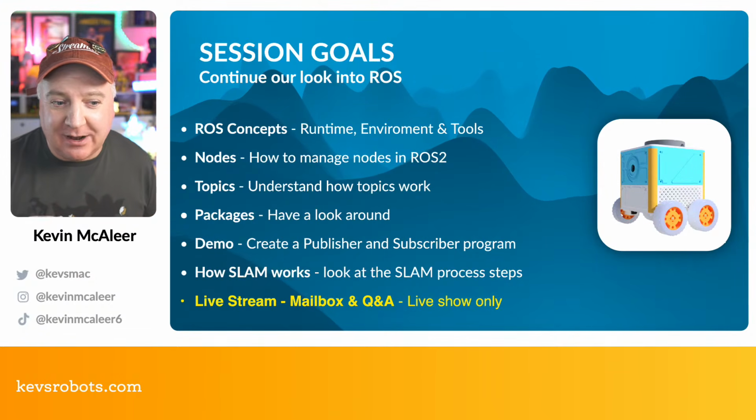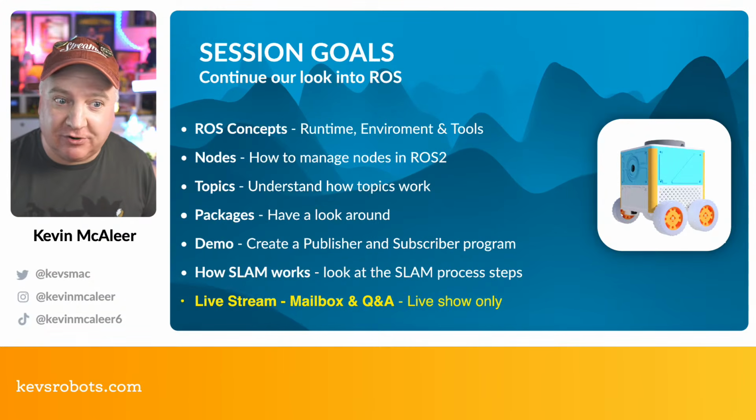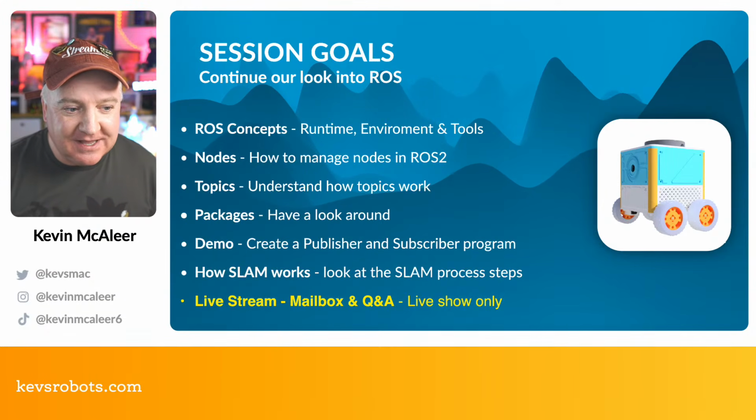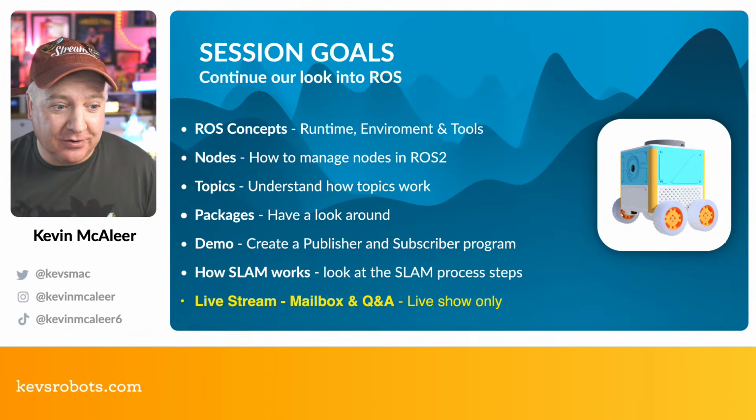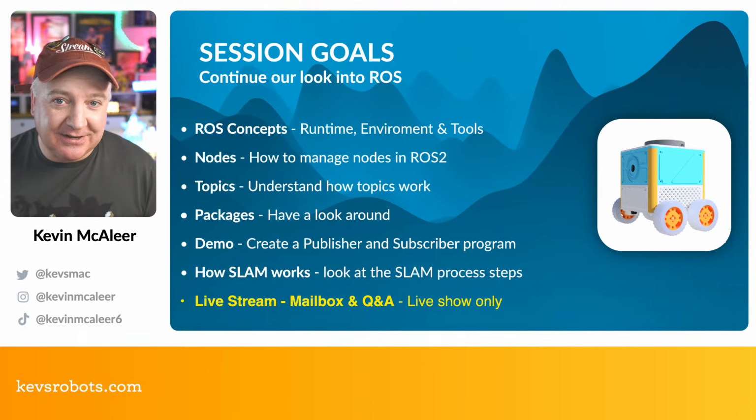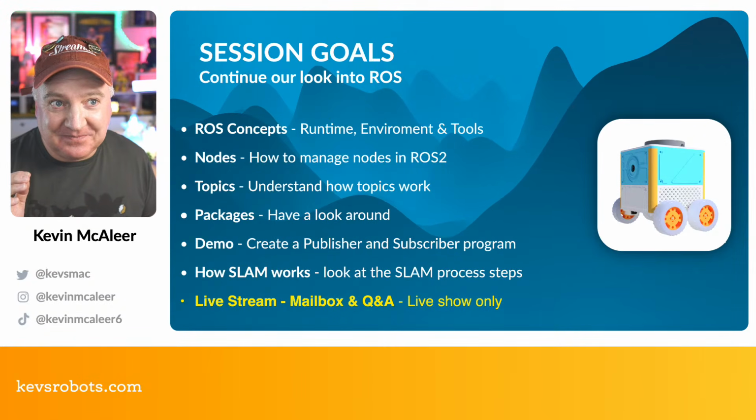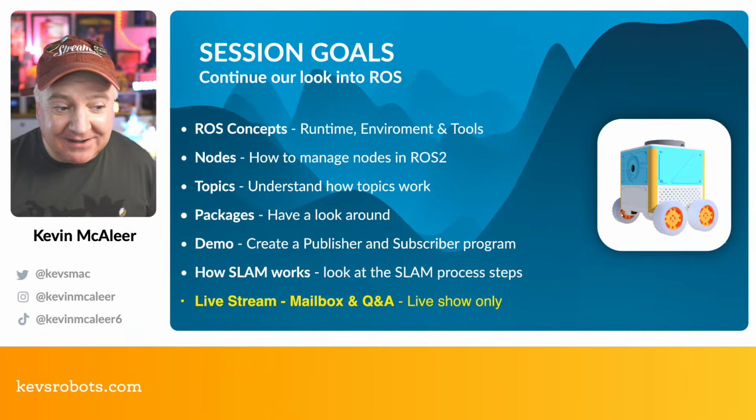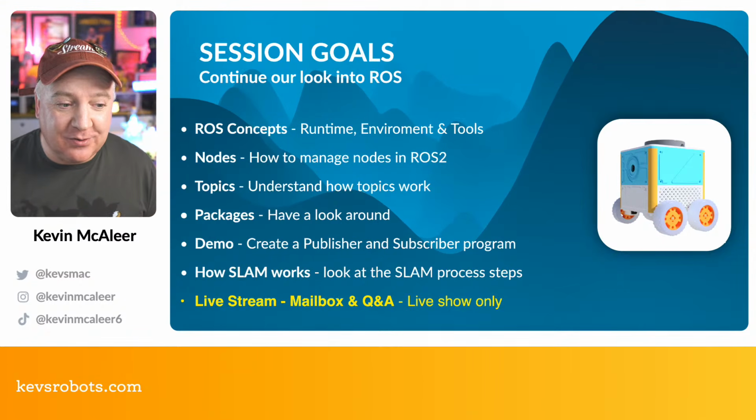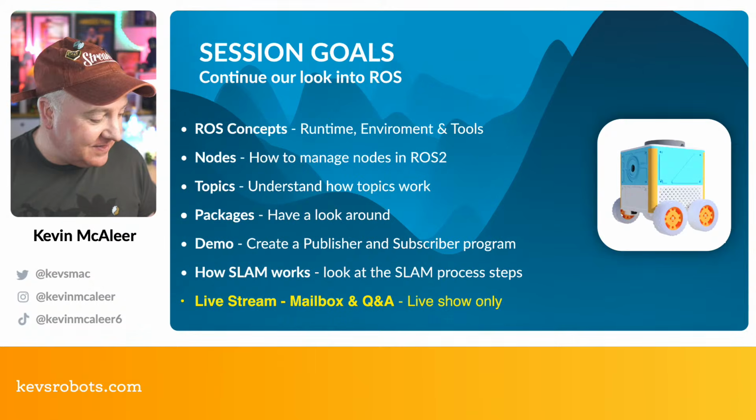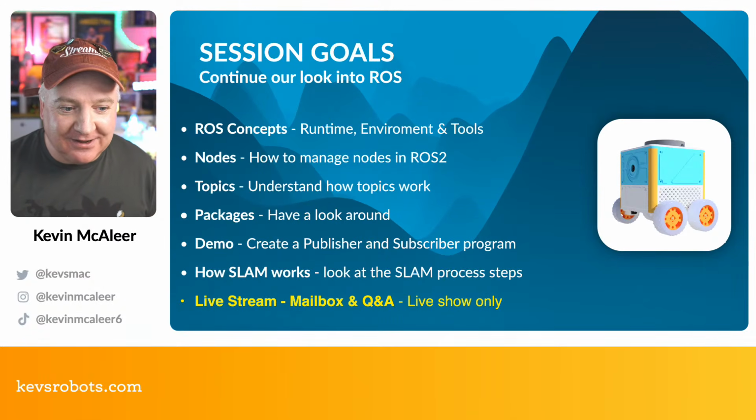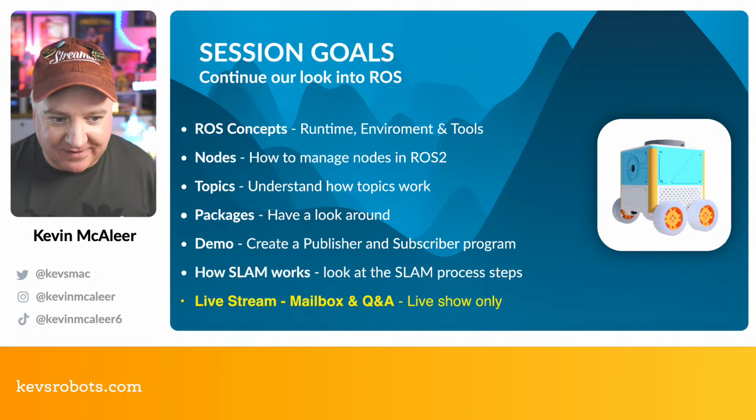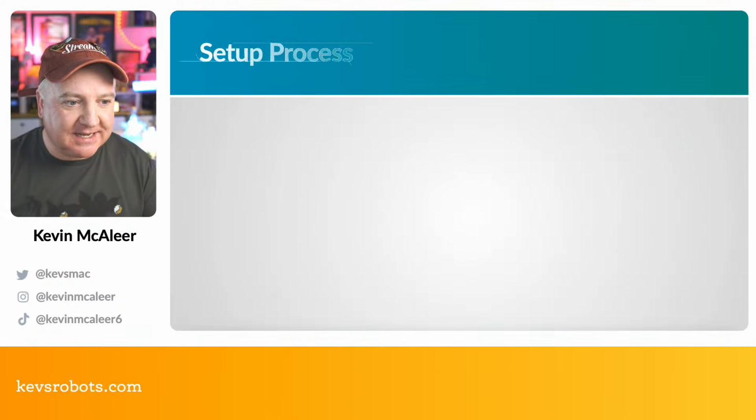So we're going to have a demo about how to create publishers and subscribers in ROS. So if that sounds cool, stick around. And we're going to also have a look at how SLAM works. SLAM is the simultaneous localization and mapping, which is a really cool thing within ROS. And then if you hang around for the live stream, if you're watching this live, you can also have a look at what we've got in the mailbox this week. There's a few things that have been sent. I want to show you those, and we can obviously have a bit of a hangout and a Q&A. Okay, so let's get into this.